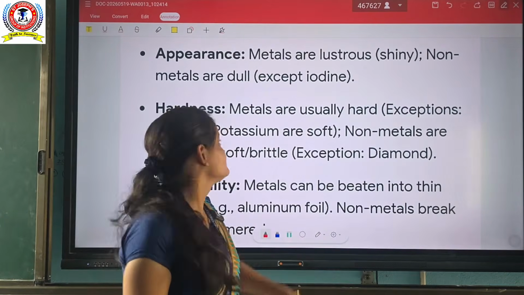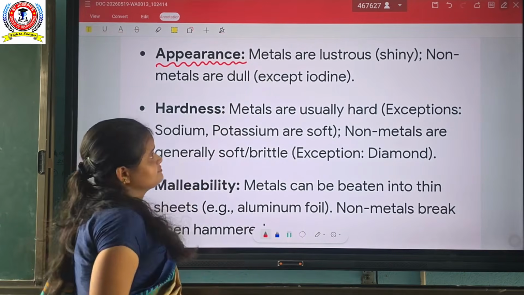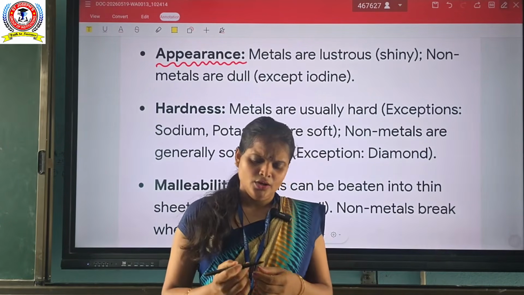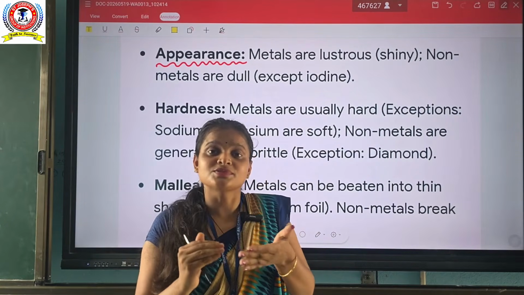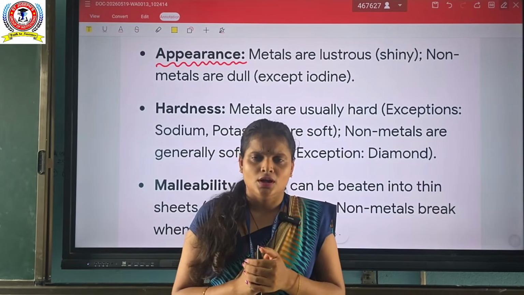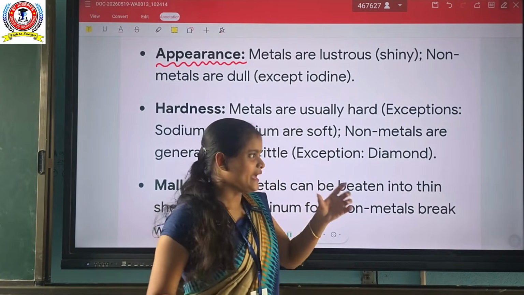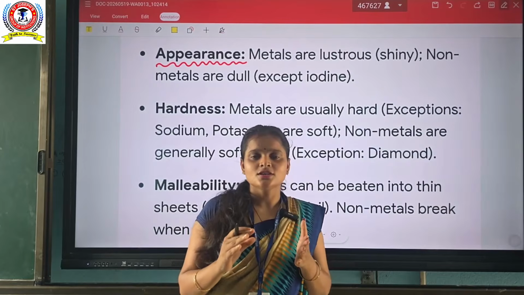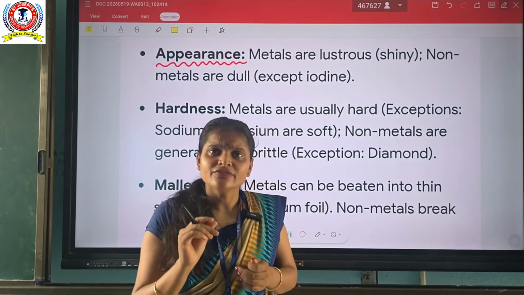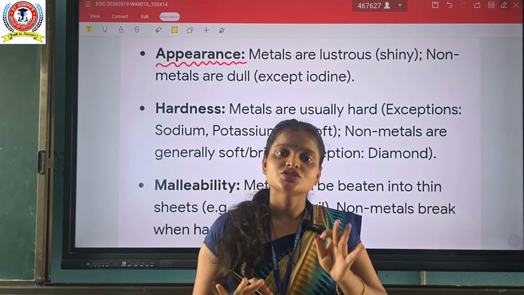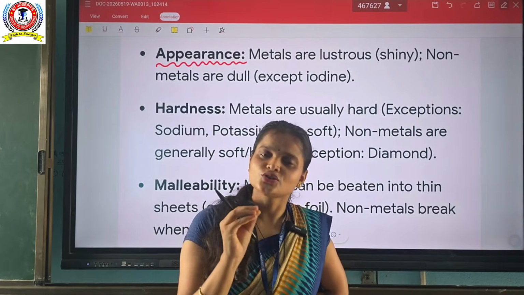So the first property is appearance. What is the meaning of appearance? Appearance means how the substance looks. Is it shiny or dull? If light falls on the surface of a substance and it starts to shine, we say that the metal has lustrous properties because it starts to shine.